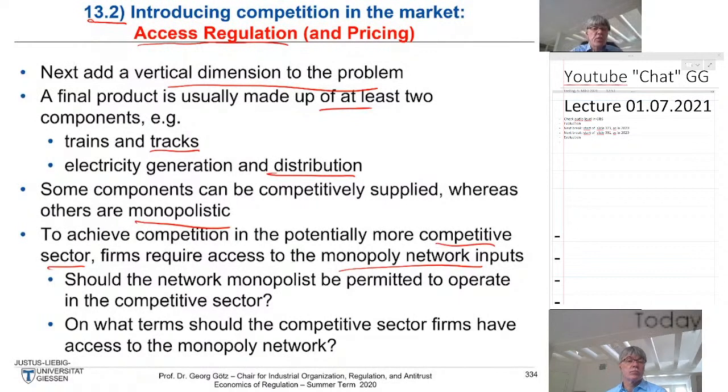One of the questions is, should we allow the network monopolist to operate in the competitive sector? Remember the discussion about Deutsche Bahn. Should Deutsche Bahn be vertically separated into a company which is the infrastructure manager, which has the tracks, and for instance the services, and companies which operate trains like freight trains and passenger trains and so on? We had a similar discussion in terms of electricity transmission networks. And the question is then, what are the terms at which the competitive sector has access to the monopoly network? Which price should be set here?